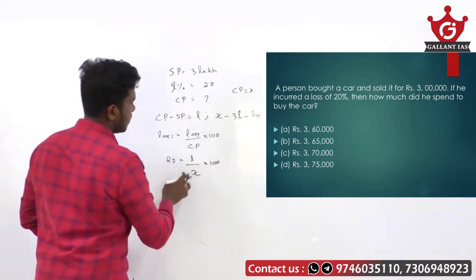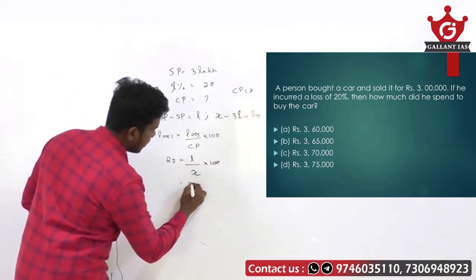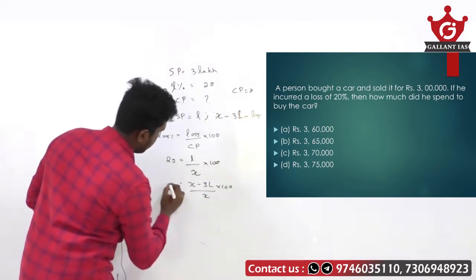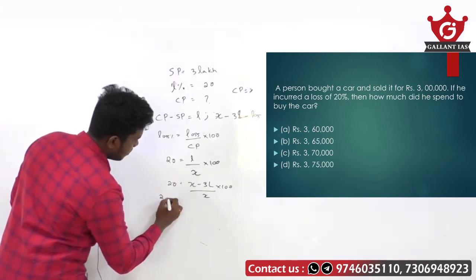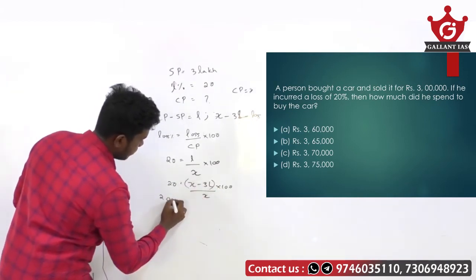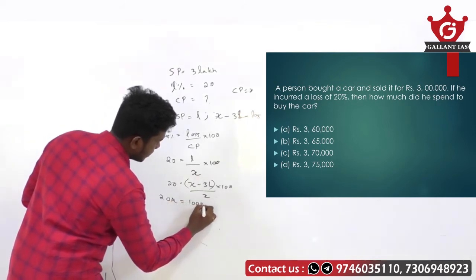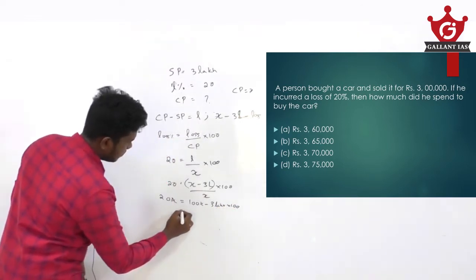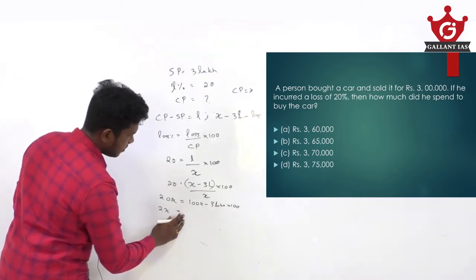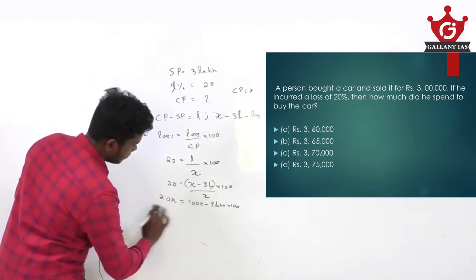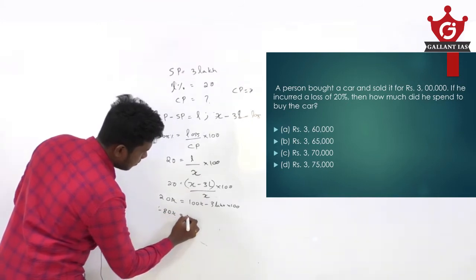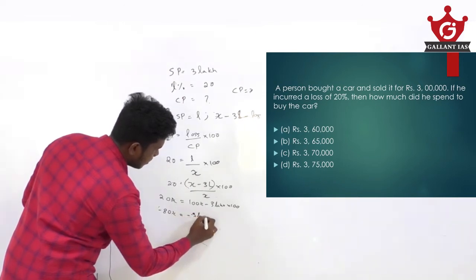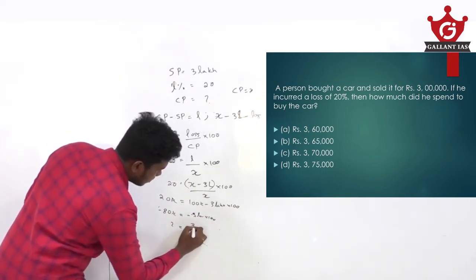Substitute the value of L here: (X minus 3 lakh) by X into 100 is equal to 20. So 20x is equal to 100x minus 3 lakh into 100. Bring the 100x to this side, so you get minus 80x is equal to minus 3 lakh into 100. So x is equal to 3 lakh into 100 by 80.